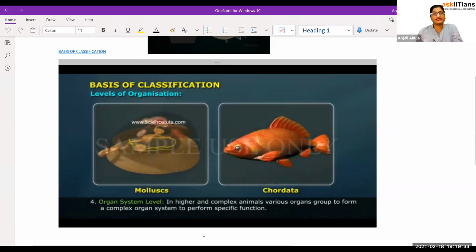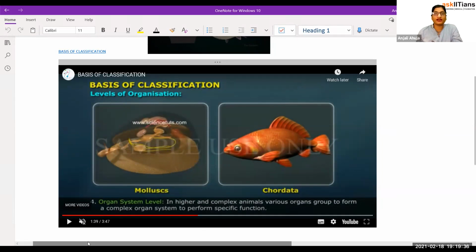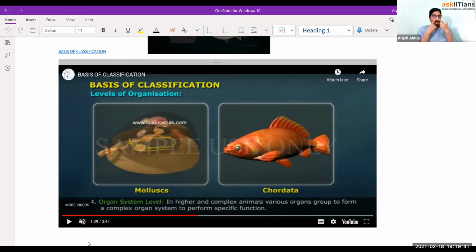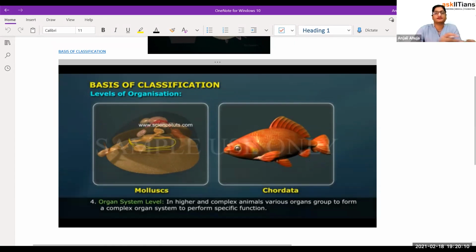Now the next one is organ system. See, organ and organ system are two different things. I'm saying I have a nose, that's my organ, but that is a part of the respiratory system. I have a mouth, but that's a part of the digestive system. So the digestive system is the organ system where many organs are forming up a system. So the last one is organ system. In higher and complex organisms, organs are together forming the organ system. So mollusks and all the chordates, not just mammals to which we belong, but all the chordates belong to this category.